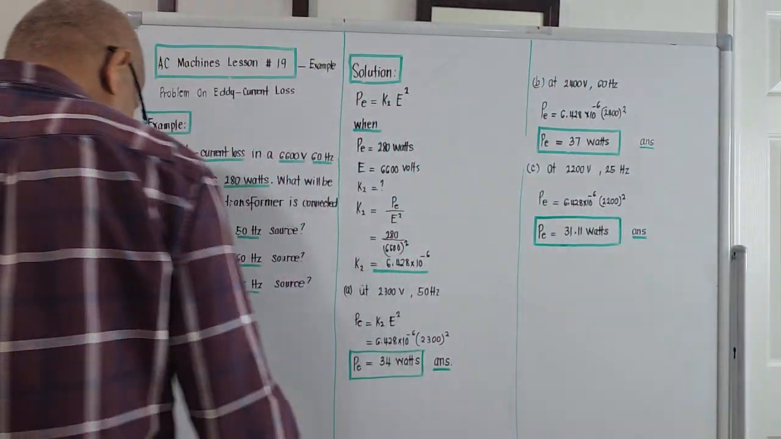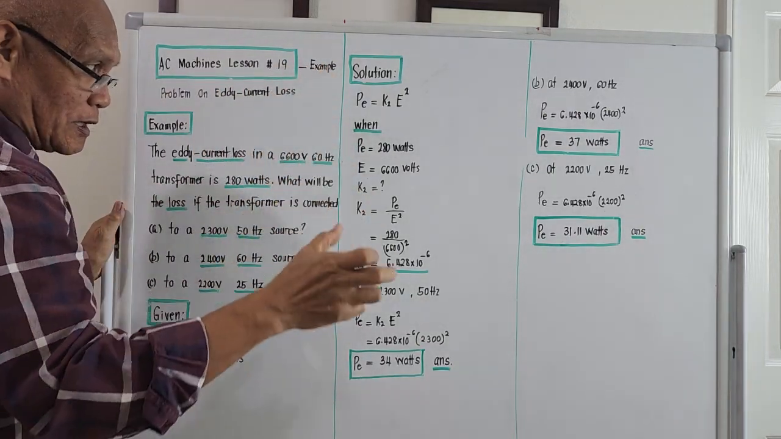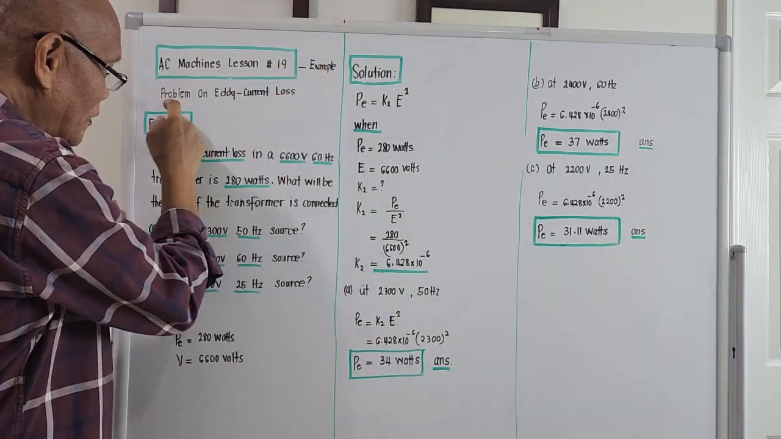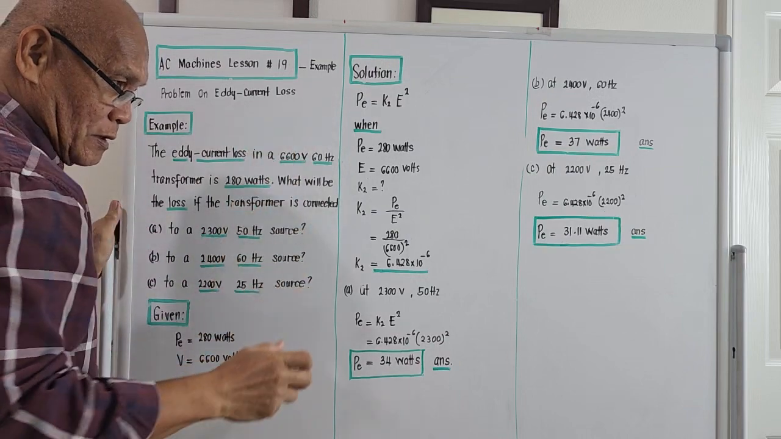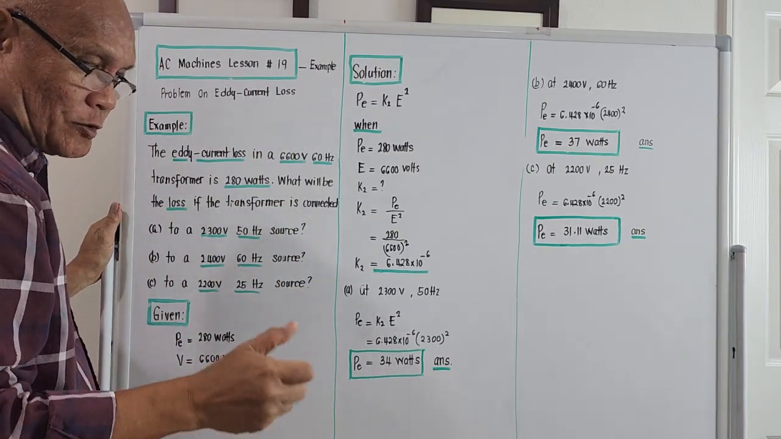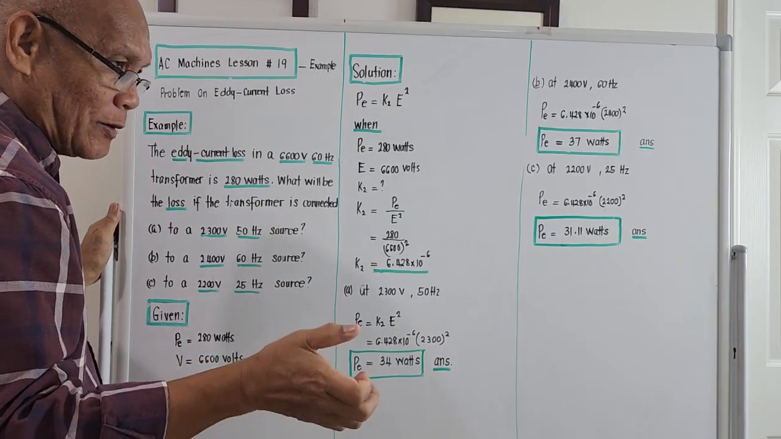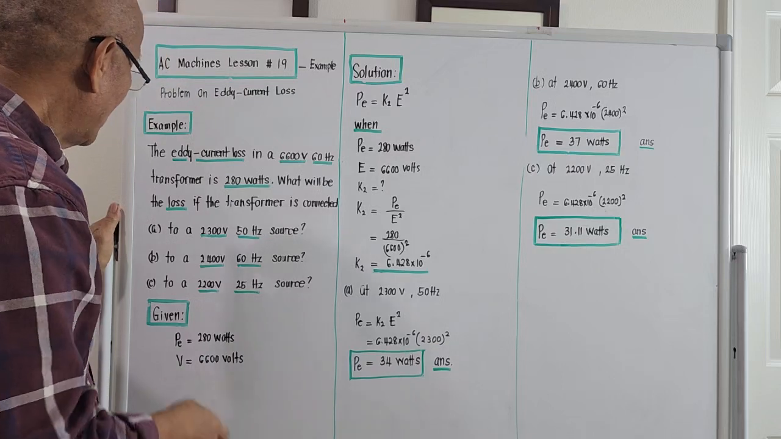The new topic for this morning will be alternating current machines, lesson number 19, and the title of the topic is Example Problem on Eddy Current Loss. Eddy current loss is one of the components of the losses of the transformer. That is actually a part of the core loss. Okay, I will try to read the problem.